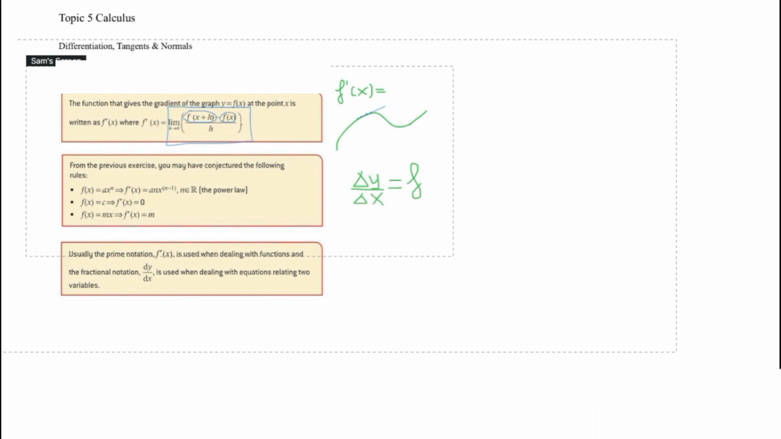Wait, so the point is x plus h? Yeah. But what would the point be here? What is x and what is h, for example? So h, if we go back to the graph, h is the distance in x between where we want to be and what point we're actually using.